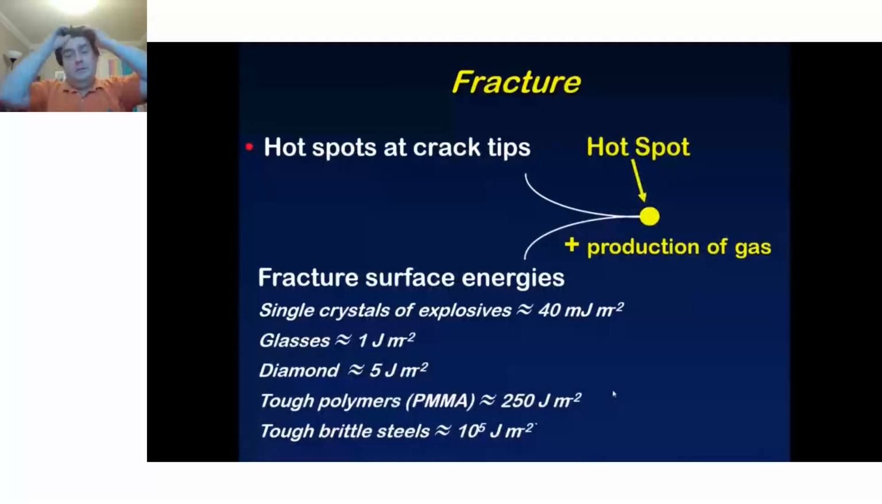When we look at fracture, I've mentioned, you've got these different surface energies, and here's a listing of them, basically showing that explosive crystals don't have particularly large surface energies and are not that reactive due to fracture. Let us show an example of this.